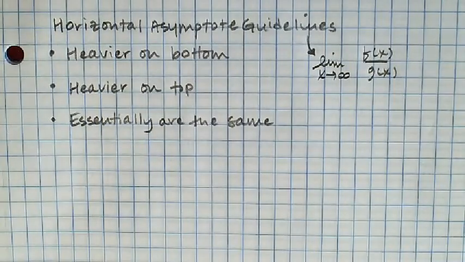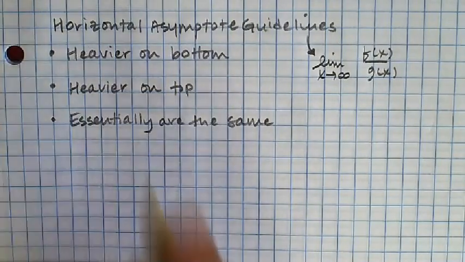All right, so real quick, I'm going to give you some guidelines, really reminding you of what you already know about horizontal asymptotes. This is presuming that you're looking at something algebraically and you have a fraction, and we are considering what happens as the independent variable goes to infinity. If it's heavier on bottom, we're dividing by more and more and more as time goes on, and it's going to 0.